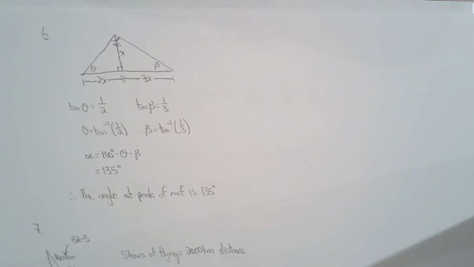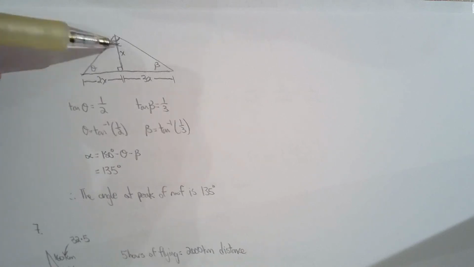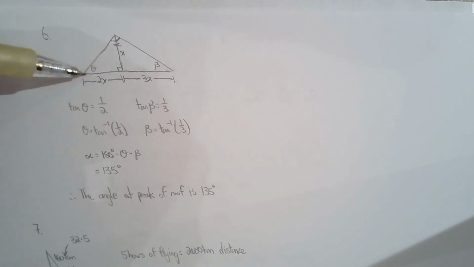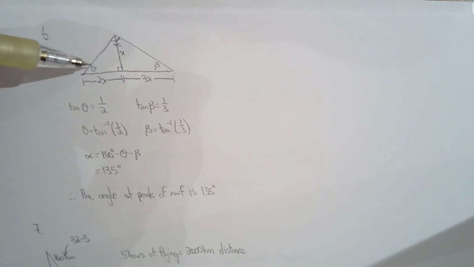Okay, question 6. Question 6 basically solves for the angle at the peak of the roof. We know the slope, so if this has a slope of 1/2, and this is what I've labeled as x, then this must be 2x, because you want a ratio of 1 to 2 for the rise to the run. On the other side, you want x to 3x, because you want a slope of 1/3. You can solve for the two interior angles, which I've labeled as theta and beta. Just do inverse tan of a half, inverse tan of 1/3, and then I can solve for the angle at the peak of the roof, because all three angles sum up to 180.